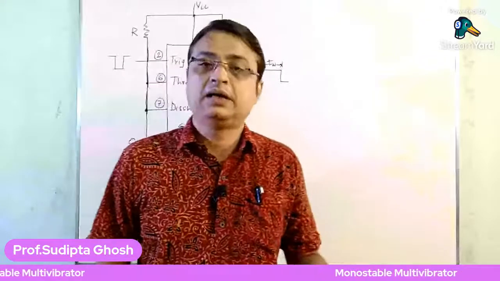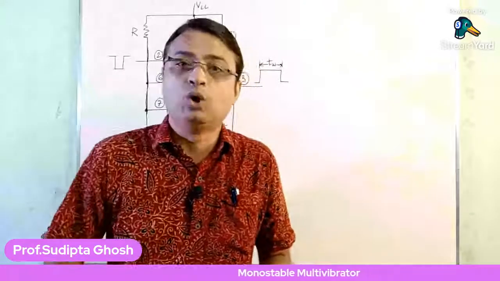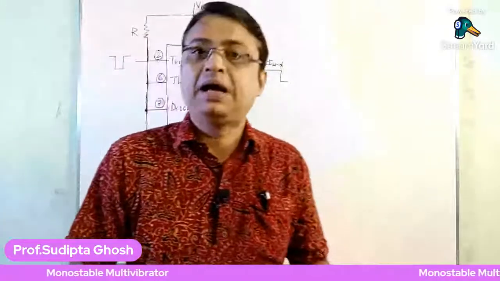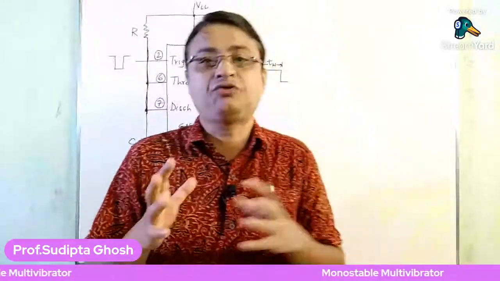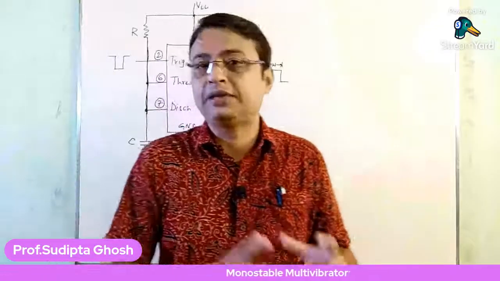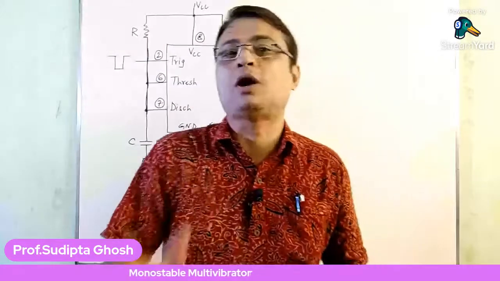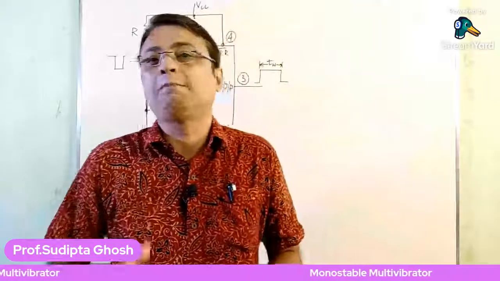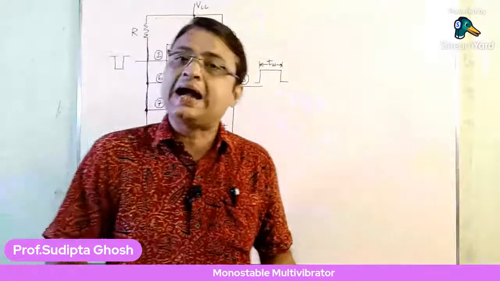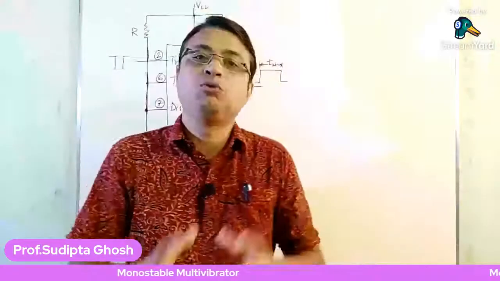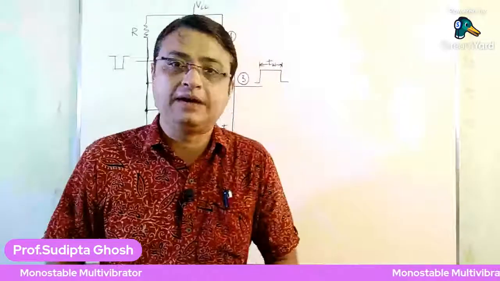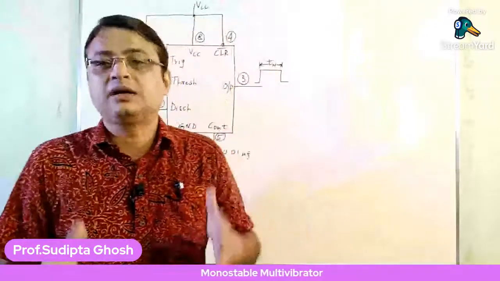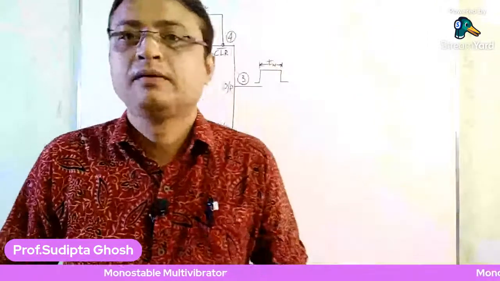And number 2, to get a low at the 555 timer output, we have to apply a voltage at the threshold input of the 555 timer so that the threshold comparator output goes high, which results in a low output at the 555 timer. So these are the 2 points to remember right now to start this topic. Is it okay?